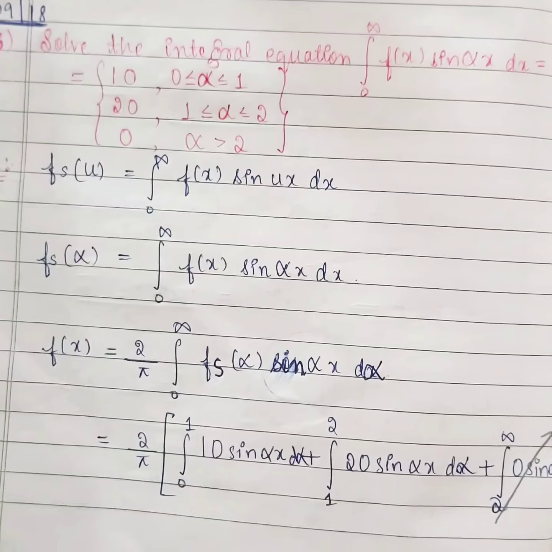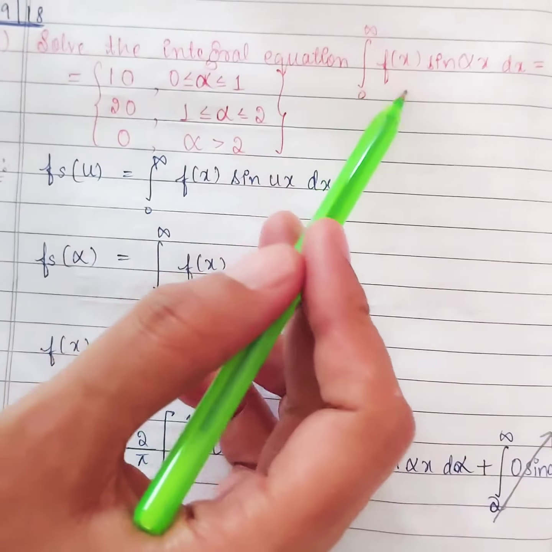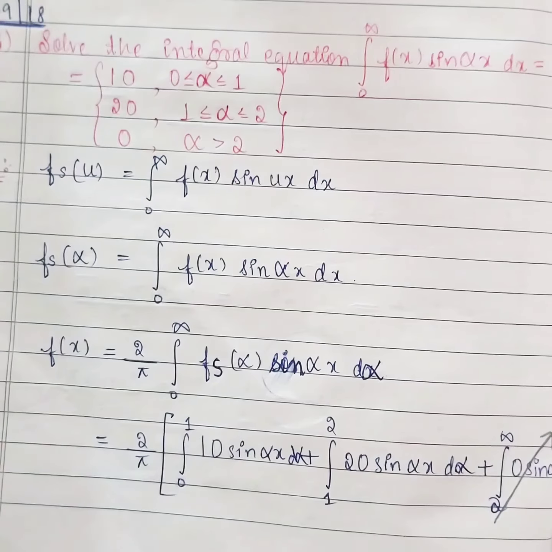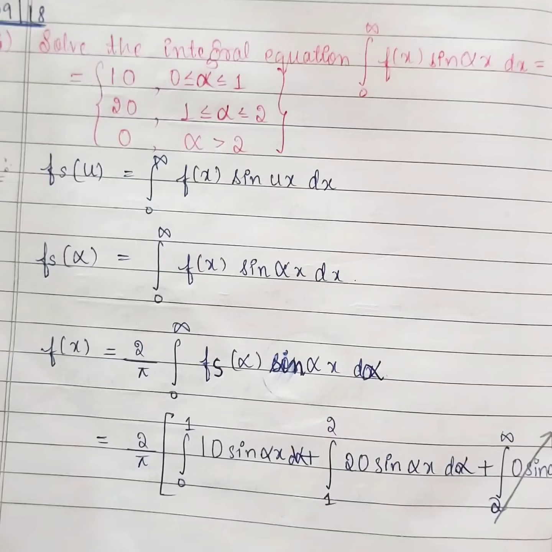Hi, in this video we will solve more problems in Fourier sine transform as well as cosine transform. See this problem: solve the integral equation integral 0 to infinity f of x sine alpha x dx, and the right hand side is some function in terms of alpha. If we solve this equation, what we will get is f of x. So they are saying find the inverse Fourier transform.